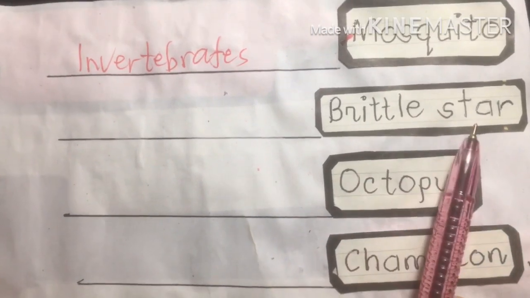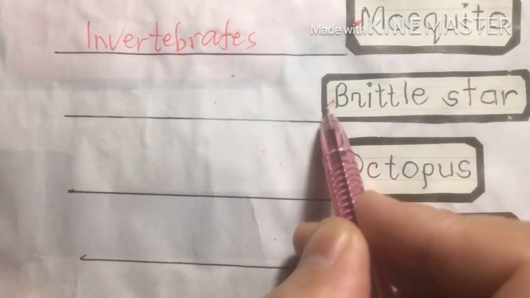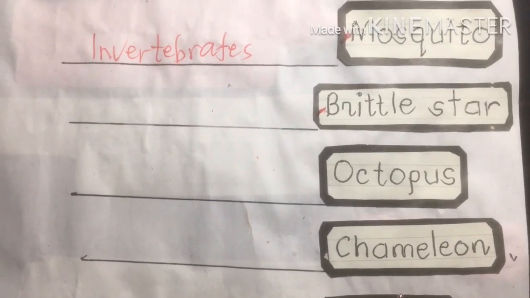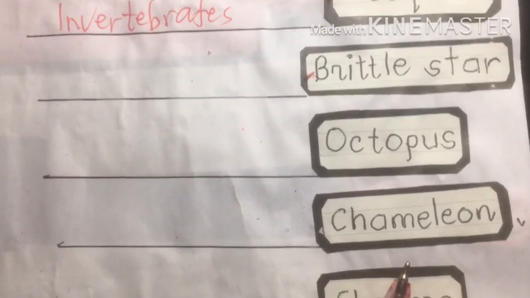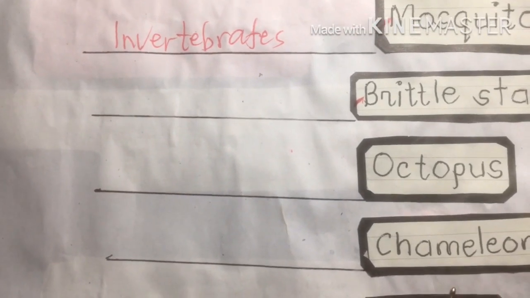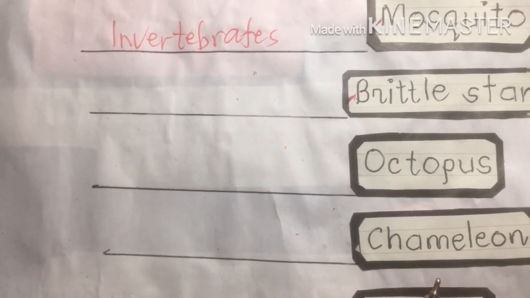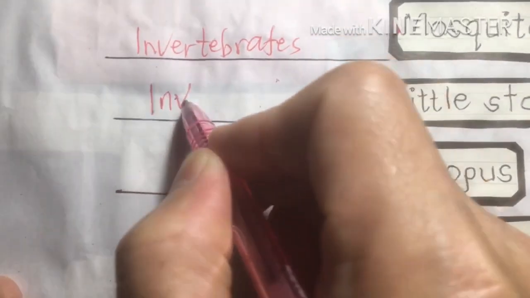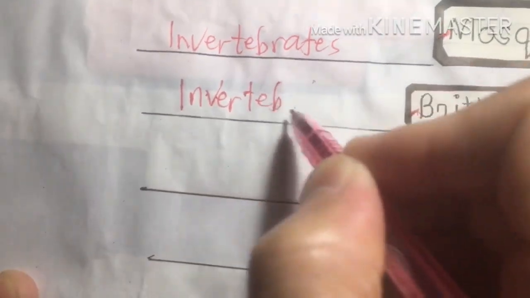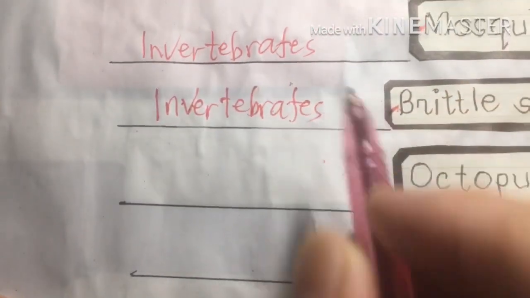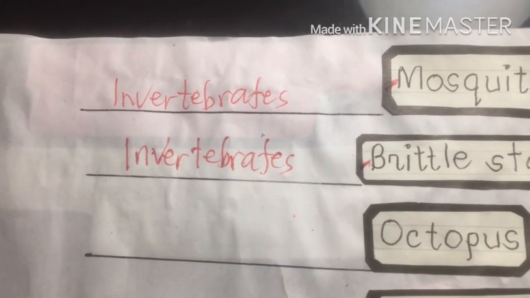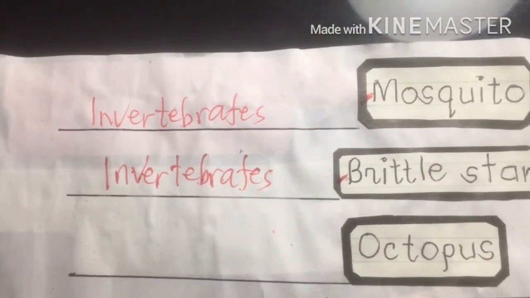Next, brittle star. Oh, we've seen it also at a beach. Brittle star, does that belong to vertebrates or invertebrates? You have to check it. I am going to write invertebrates, my dear viewers or students, because brittle star doesn't have a skeleton or a vertebral column.